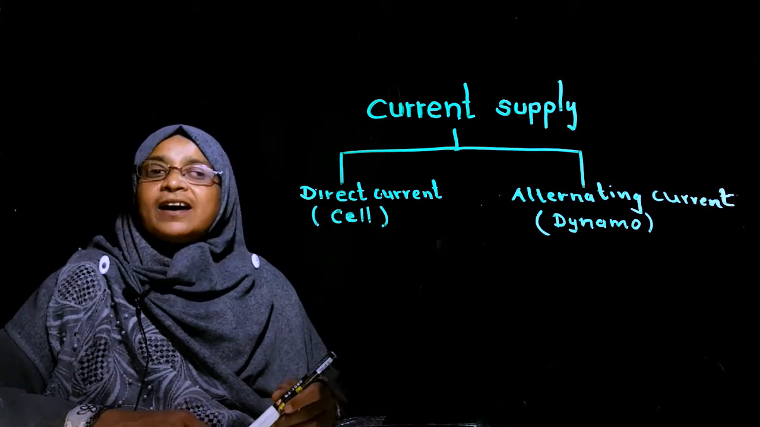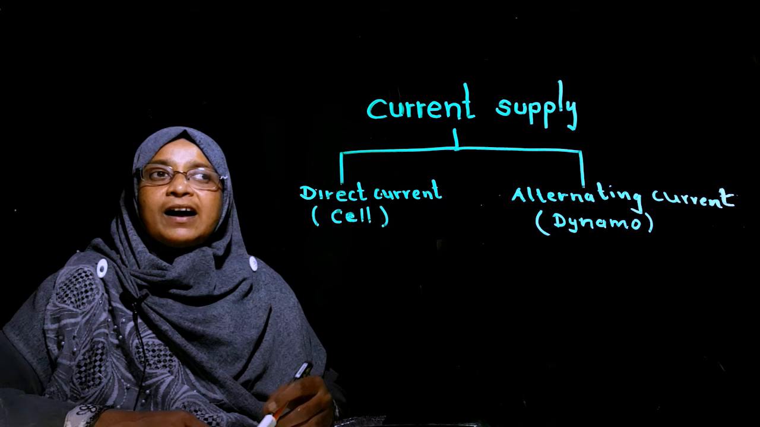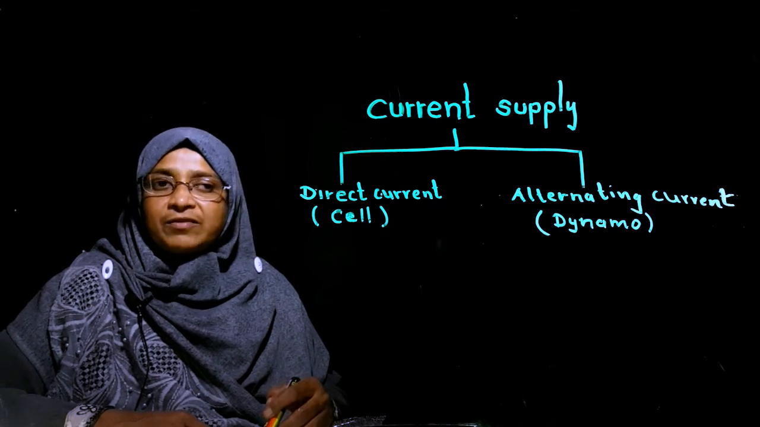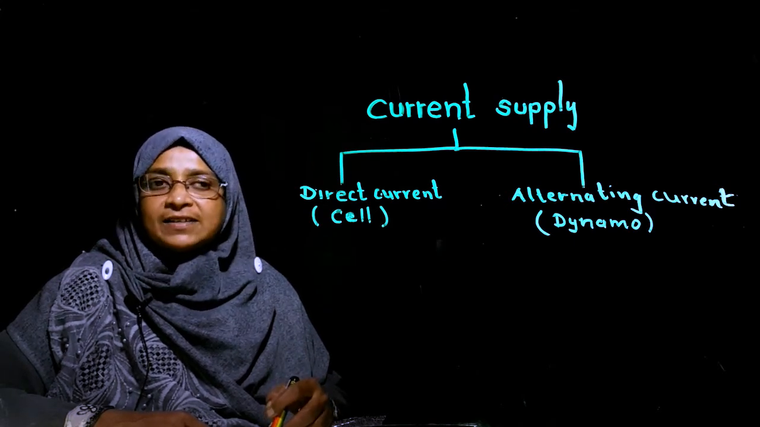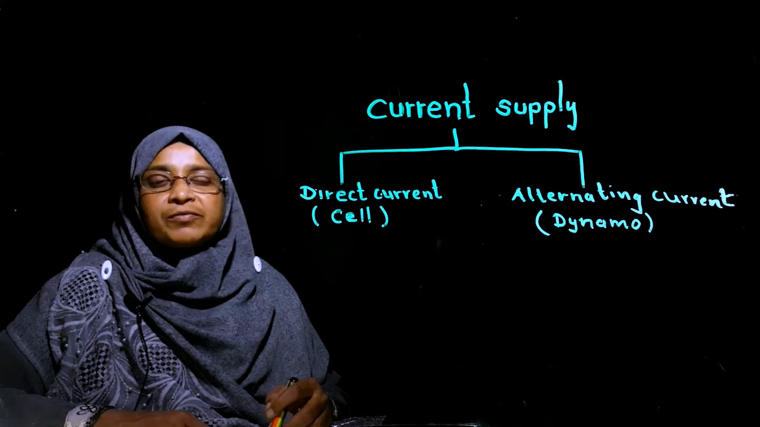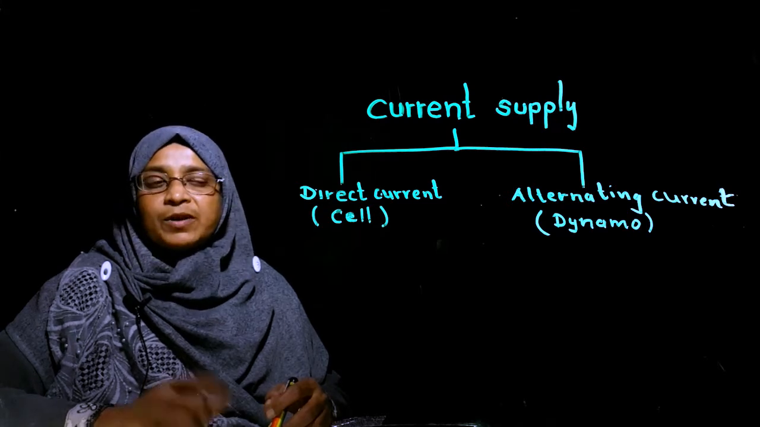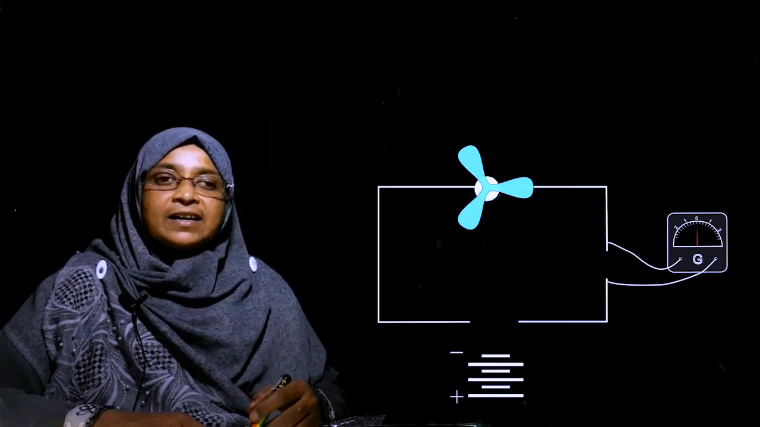Now let's see how the voltage variation and the direction of current flow take place in these two types of power sources. Here you can see the dry cell. It is a chemical cell. It is connected to the circuit with a fan and a galvanometer. Now you can observe the direction of the galvanometer and the rotation of the fan.